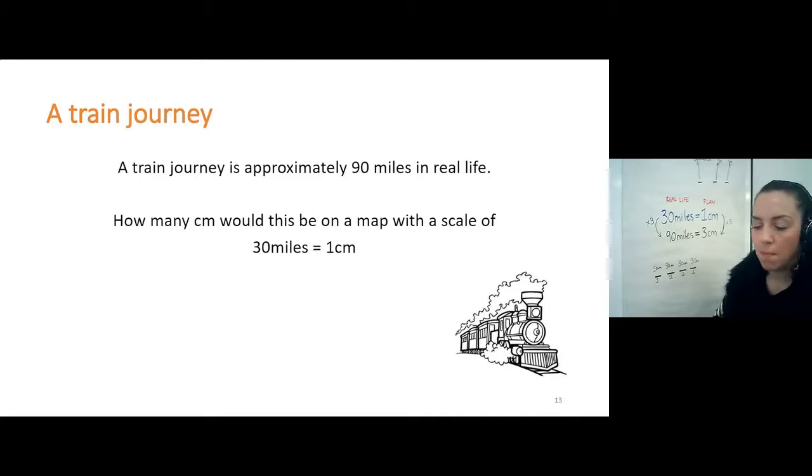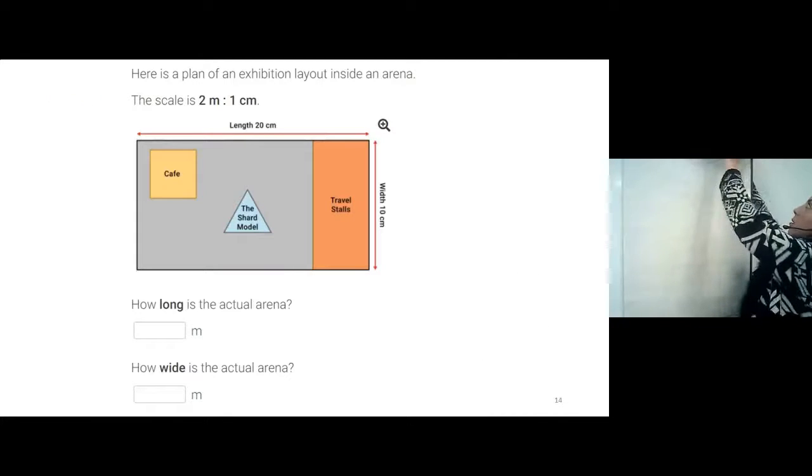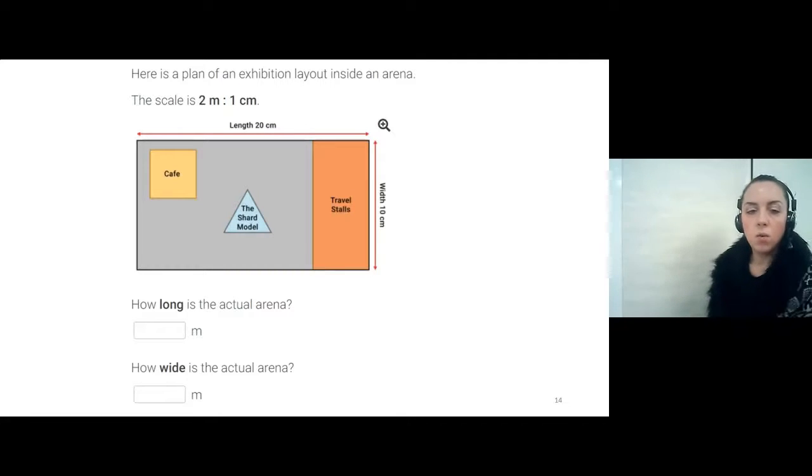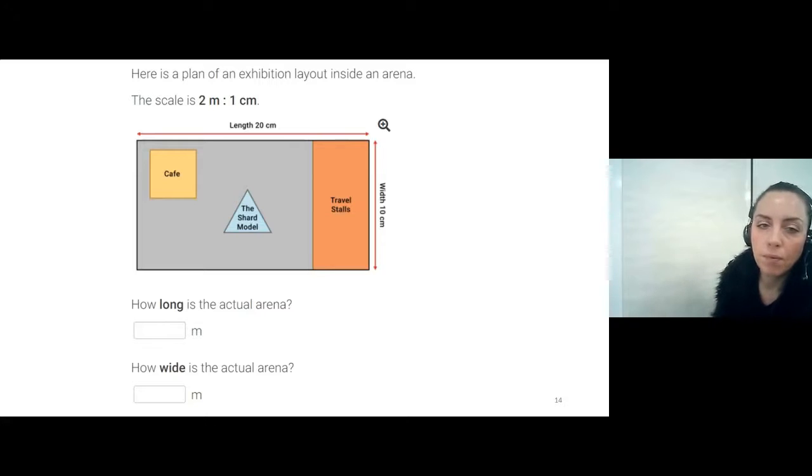I've got one more question left on the tutorial. I've took this one directly from BKSB because I think it's quite a good one. It's a realistic one. Here is a plan of an exhibition layout inside an arena. The scale is 2 meters to 1 centimeter. How long is the actual arena and how wide is the actual arena?